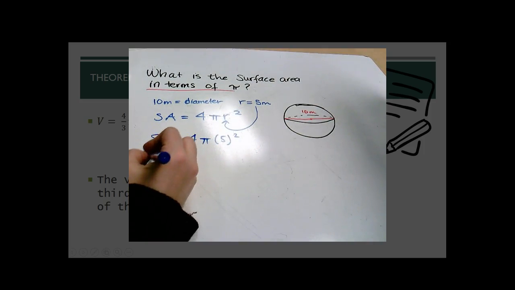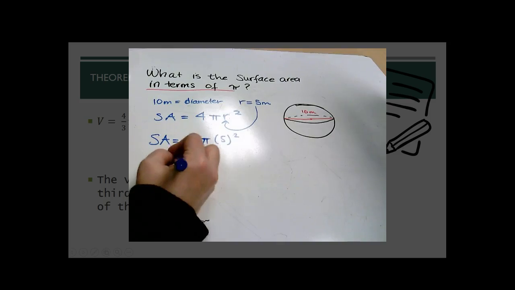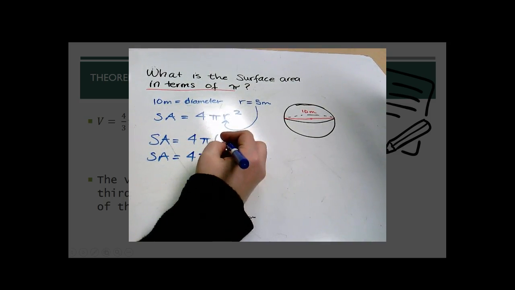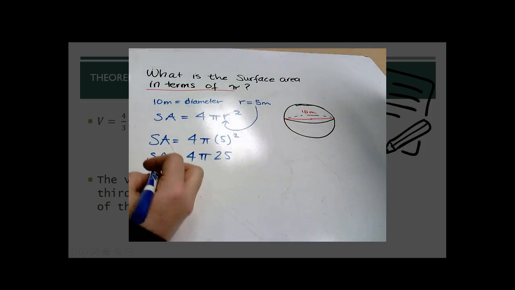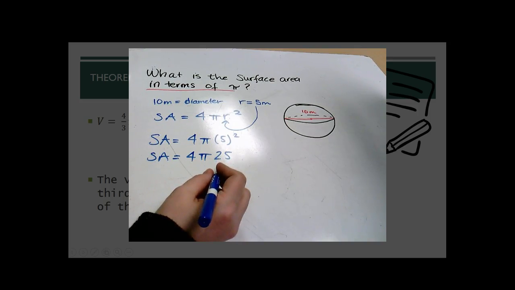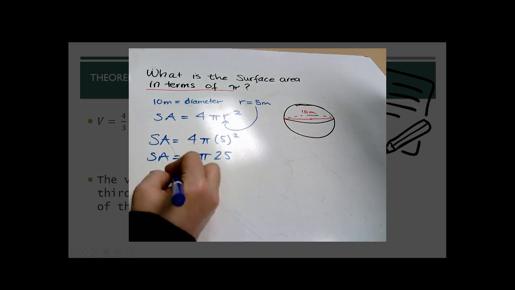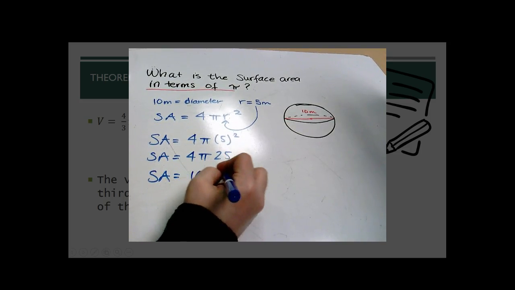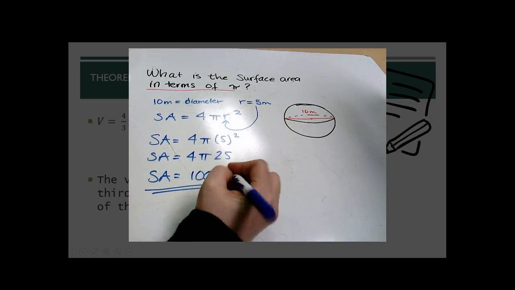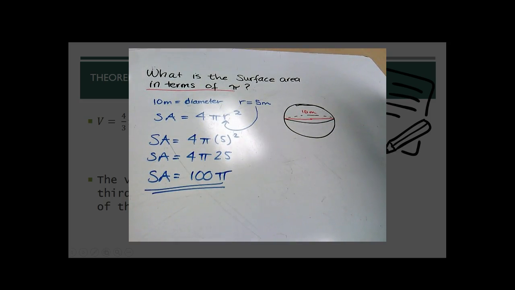Plug in our numbers, and we end up again with surface area equals 4 times pi times 25. 5 squared is 25. And then we move down to the next one. 4 times 25 should give us 100. And then we end up with the surface area equals 100 pi. Since they asked us to leave our answer in terms of pi, we are perfectly good with an answer of 100 pi. That's probably about the simplest surface area problem that you'll ever be asked, but it's a good way to start.